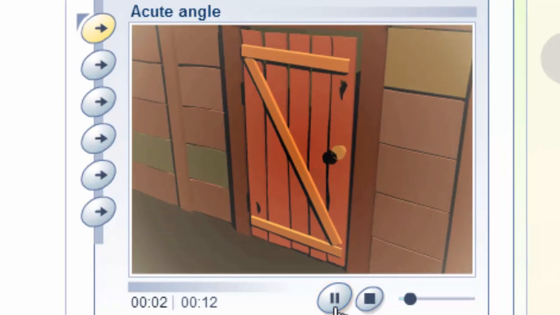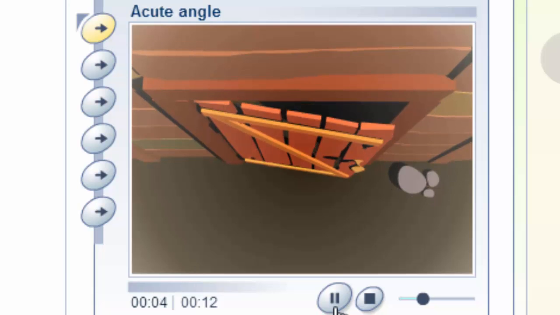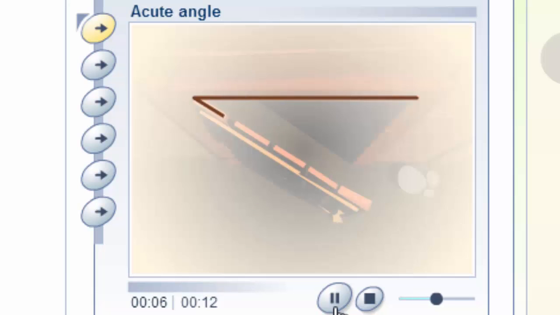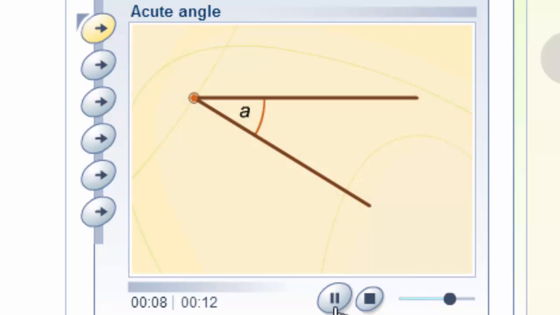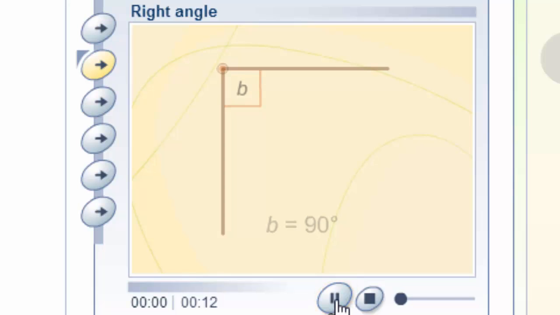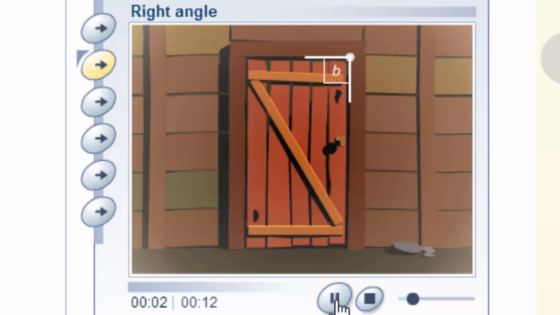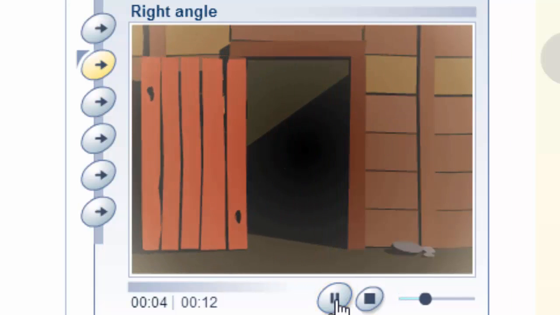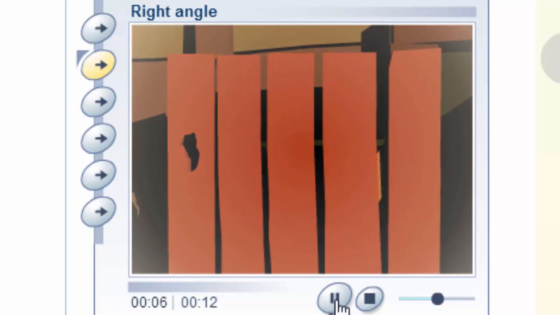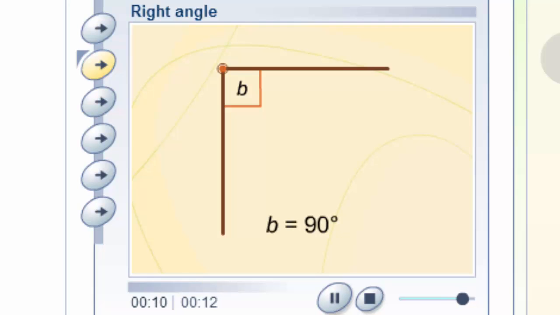When the door is open slightly, it makes an acute angle. An acute angle is an angle less than 90 degrees. The door has a few right angles. A right angle is an angle exactly equal to 90 degrees.